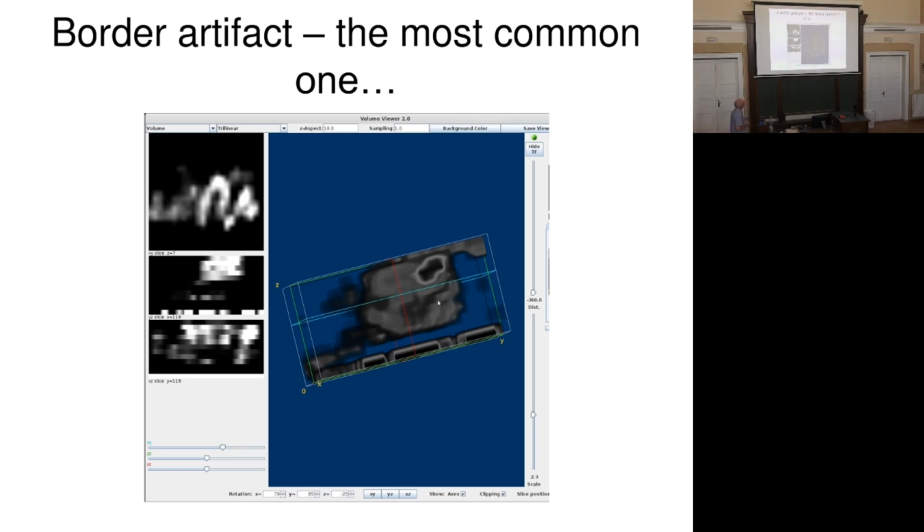Here is one example of it. This is the phantom which you already saw. It mimics some intestine, liver, and so on. It's here in 3D reconstruction in different positions. It's not well visible, but from this side here is the sample, and here is artificial signal on the border.